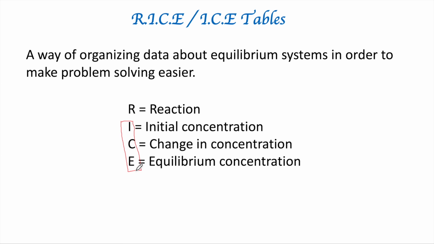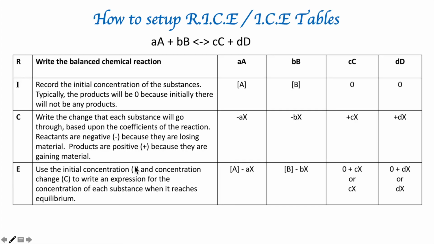So let me show you how you go about doing that. Let's pretend we have this reaction: A plus B produces C and D. We have some sort of equilibrium reaction taking place here. Along the left-hand side, you're going to write down RICE. The R is where you write down your reaction. And personally, I prefer putting in a double-sided arrow. Pretend that's a double-sided arrow.